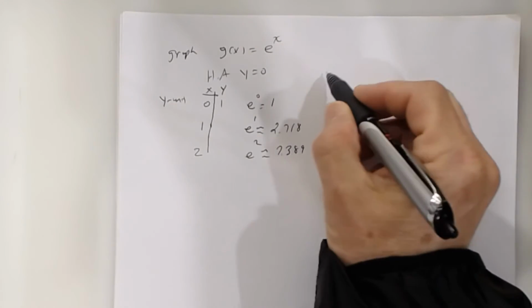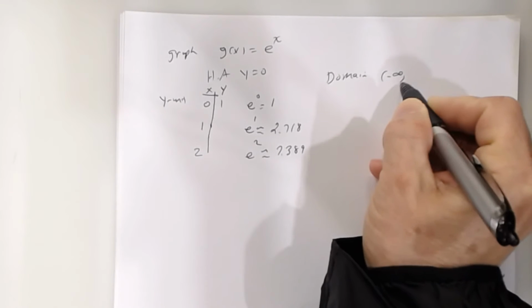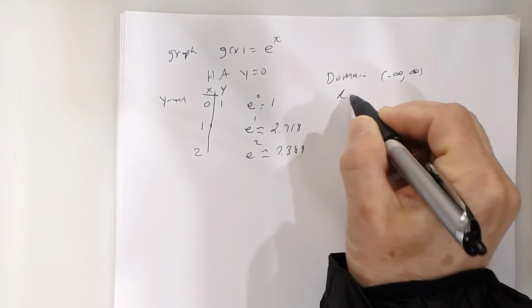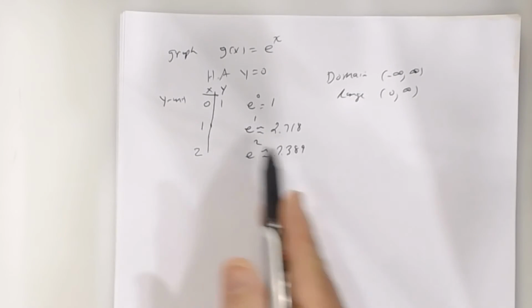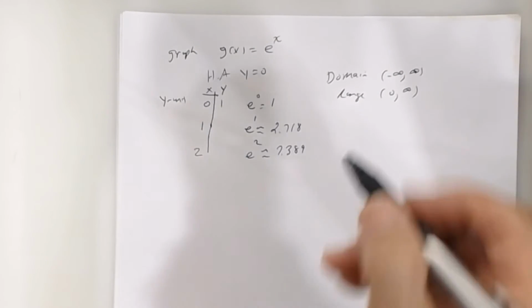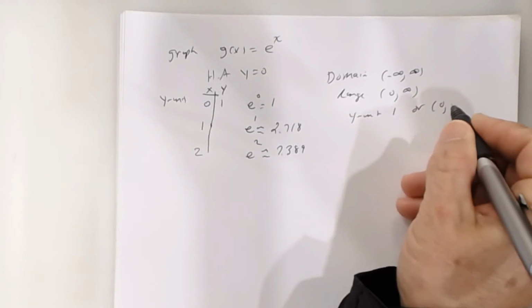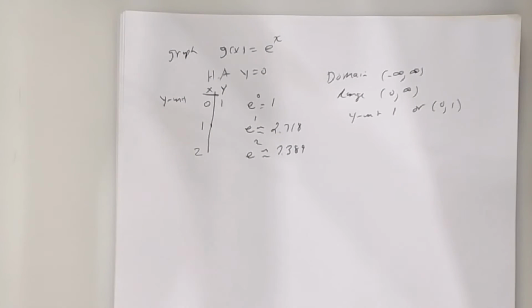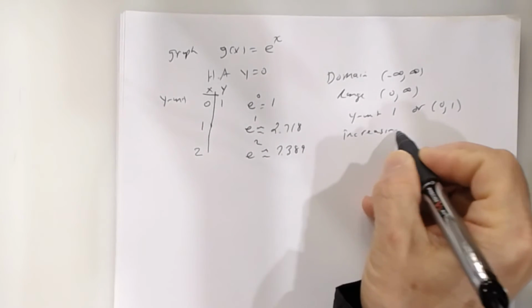Let's do this. What's the domain? Negative infinity to infinity. Yep. What's the range? 0 to infinity. All right, what else do I need? We did the y-intercept. The y-intercept is 1, or as an ordered pair, (0, 1). Increasing or decreasing? It's increasing. Okay.